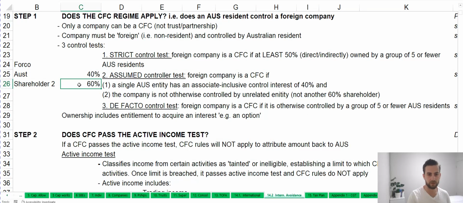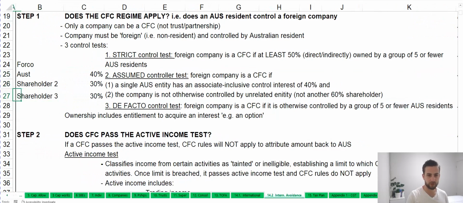What this is saying is this would only apply if shareholder 2 owned, for example, 30%, and then shareholder 3 owned another 20%, making 70% in total. Did I do that right? Yes, that was right.